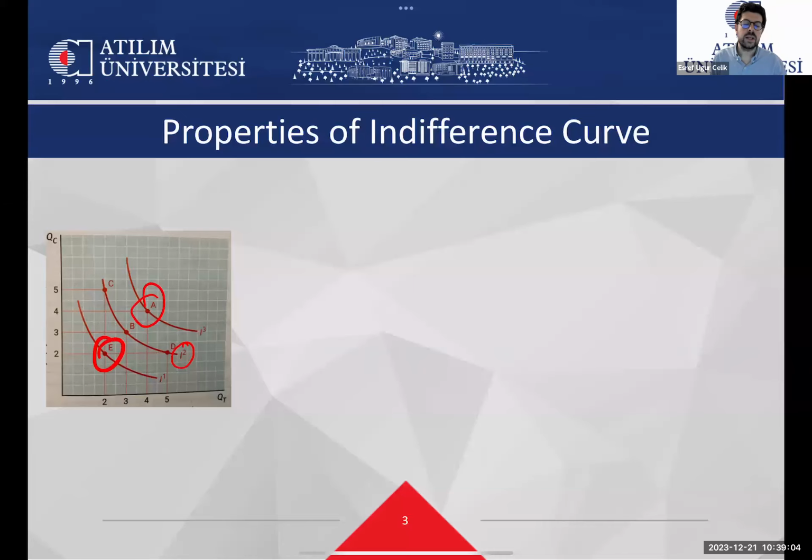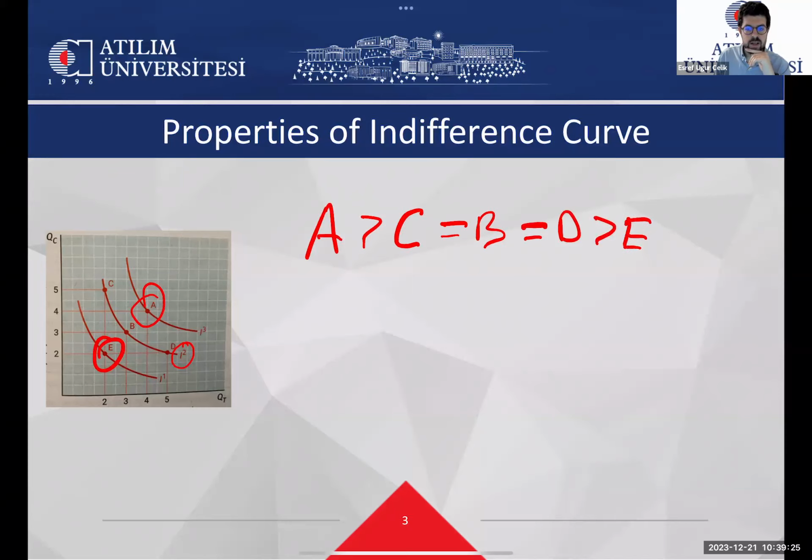And point E gives the least utility. So if I ask you to compare the utility levels, you are going to say A is greater than C, equal to B, equal to D, greater than E. Okay? That's the way of comparing the utility level on the graph of the indifference curve.